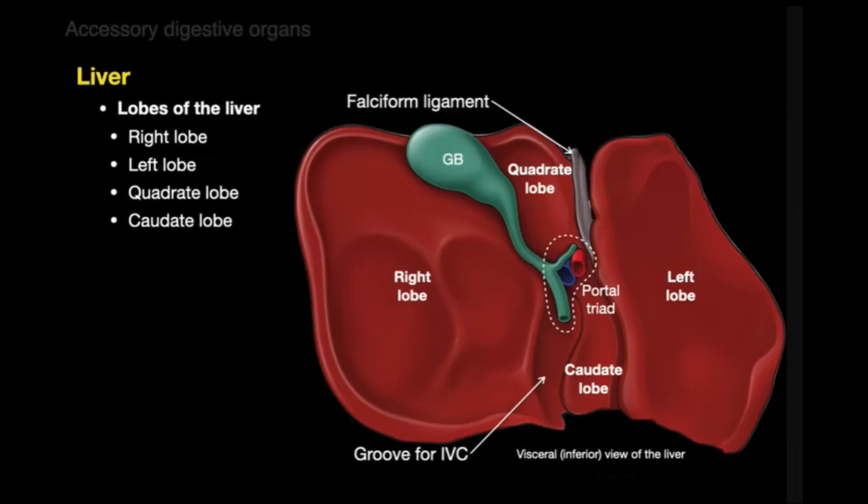Now the liver is split up into four lobes. You can see the left lobe, the right lobe, the quadrate lobe, and the caudate lobe. Beside the caudate lobe, you can see the groove of the inferior vena cava. Above it would be the portal triad, and further above the portal triad would be the falciform ligament.